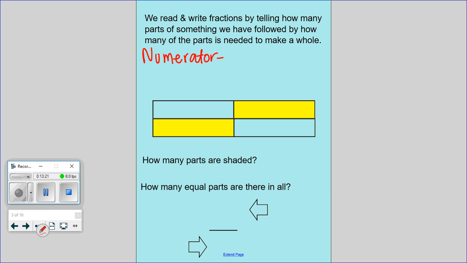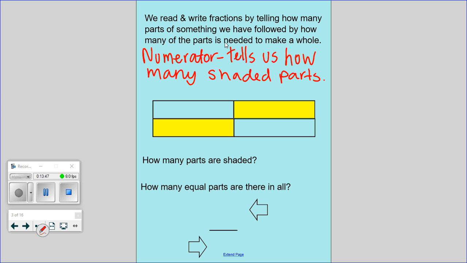Our top number in our fraction is called our numerator. The numerator tells us how many shaded parts, or just how many parts we're using. Okay? So if I'm eating 1 slice of cake, my numerator is 1. But if it's my birthday and I'm eating 4 slices of cake, then my numerator is 4. It's how many parts or pieces I'm using, or if I have a picture, it's how many are shaded in.